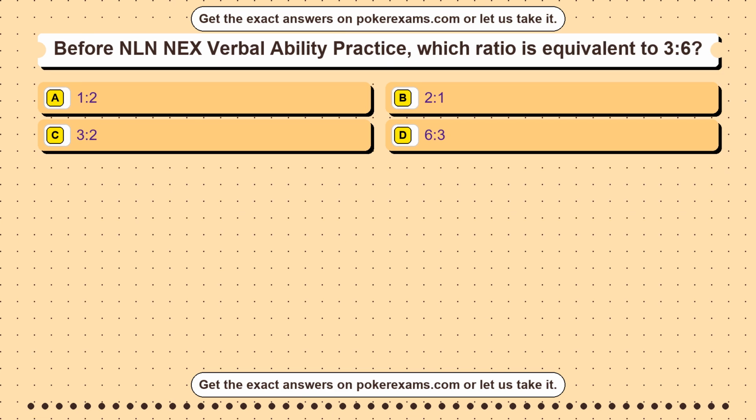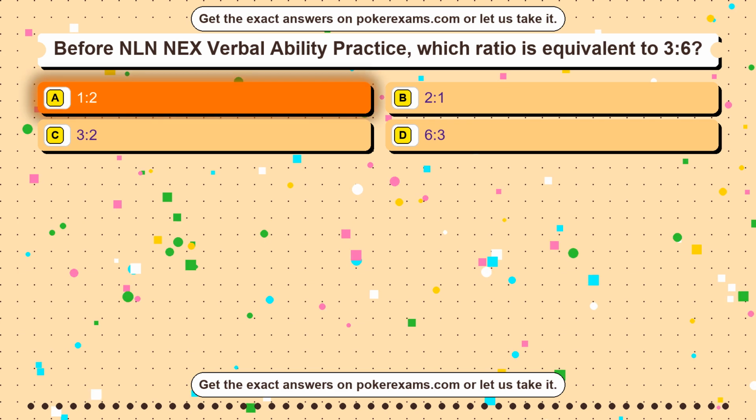Question 5. Before NLN NEX Verbal Ability Practice, which ratio is equivalent to 3:6? Option A, 1:2. Option B, 2:1. Option C, 3:2. Option D, 6:3. The correct answer is option A, 1:2.